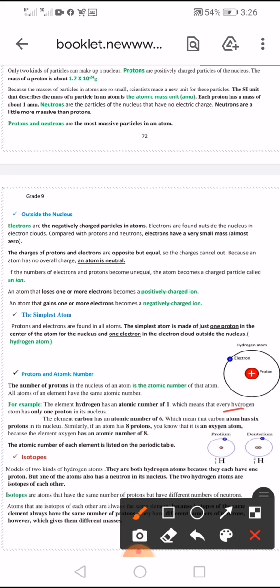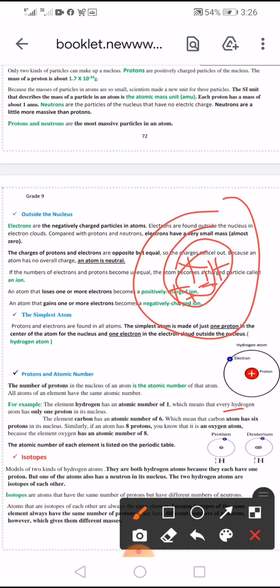Another example, carbon has atomic number 6. So every carbon atom contains how many protons? Six protons. Look, 1, 2, 3, 4, 5, 6 inside the nucleus. This is the nucleus. Inside the nucleus, this atom of carbon contains 6 protons, and also has atomic number 6.